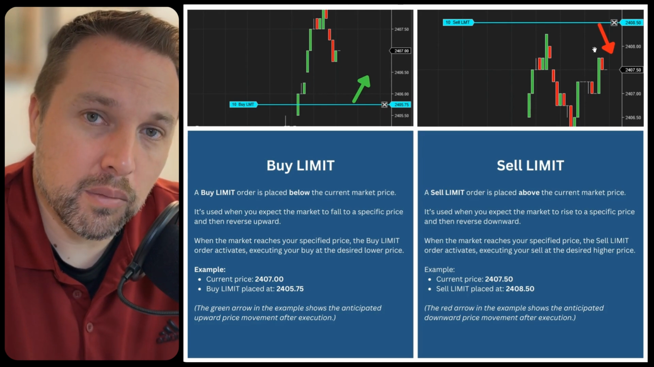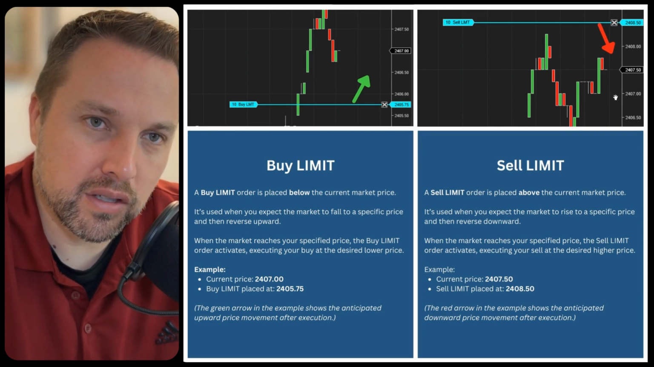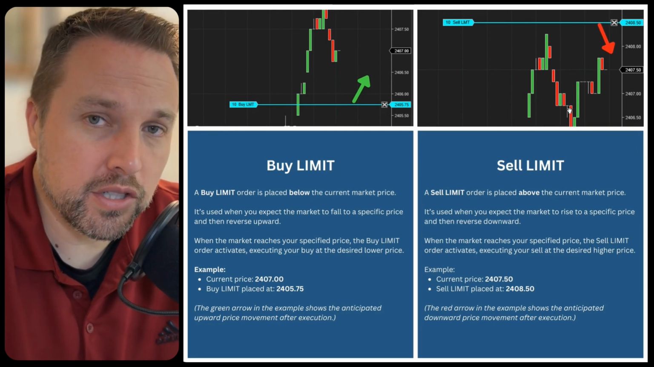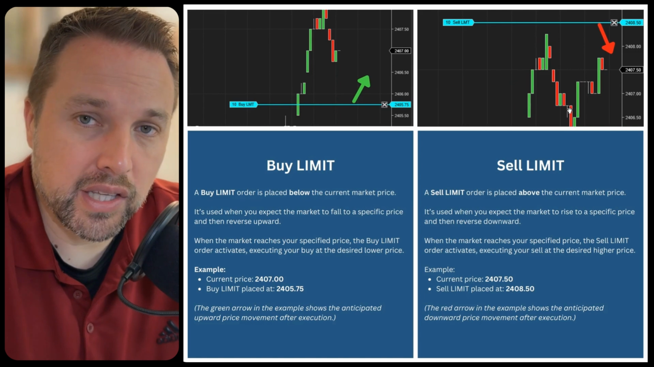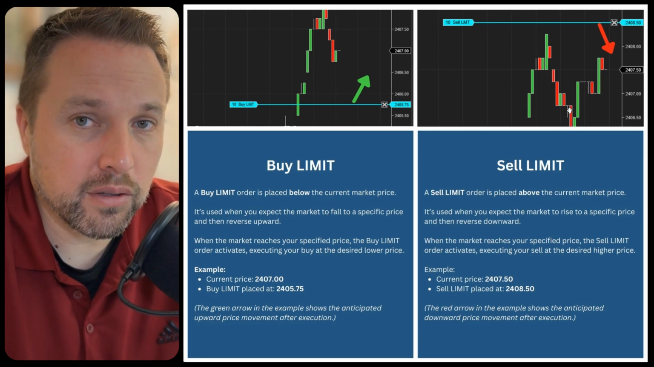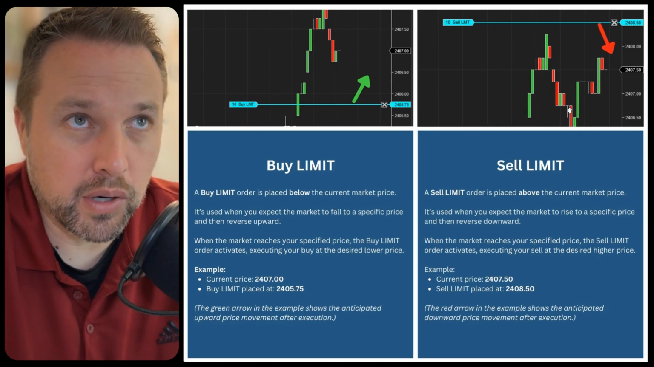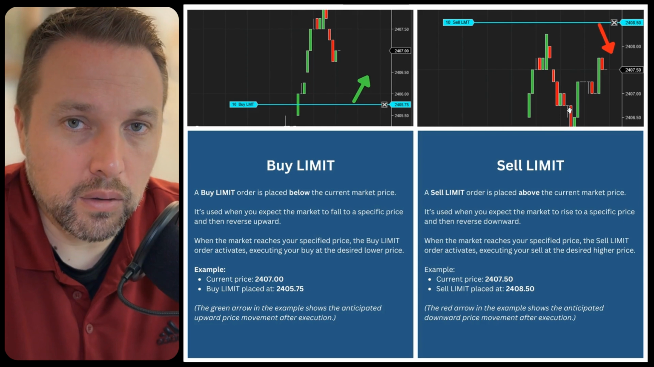You would expect the market to go up, fill at that price or higher, and then you would expect it to continue downwards. The benefit of a limit order is you won't have to worry about slippage. You're going to get the exact price that you want. However, the downside is if there isn't liquidity at the price you specified, your order might go unfilled.